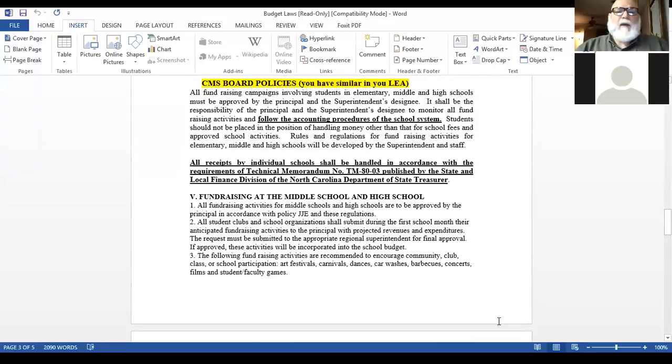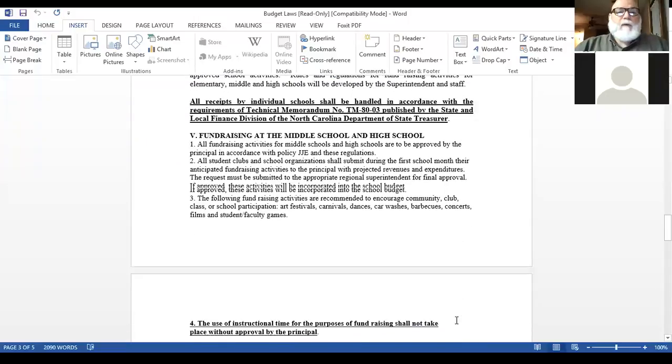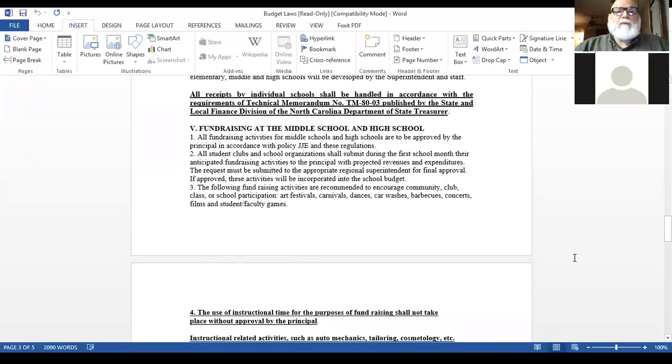All receipts by individual schools shall be handled in accordance with modified accrual accounting system. Fundraising at the middle and high schools have to be approved.